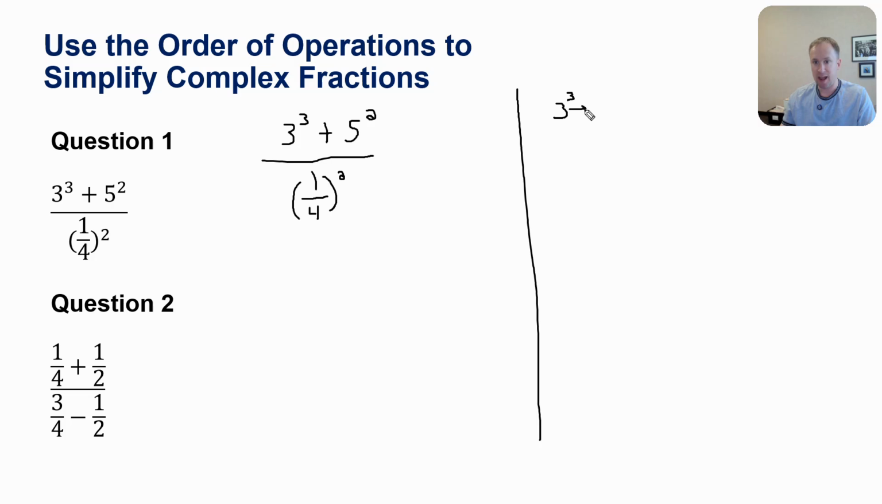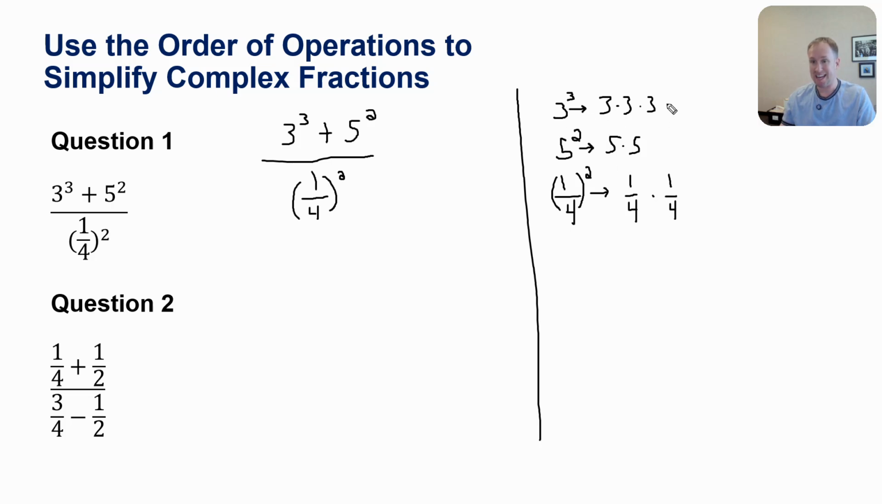And remember, what an exponent is doing is repeated multiplication. So we have 3 times 3 times 3 here. 5 to the second power then is 5 times 5. And 1/4 to the second power, I should say, is 1/4 times 1/4.